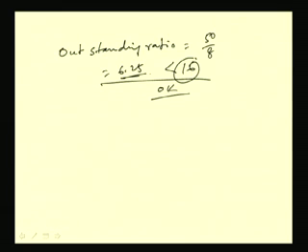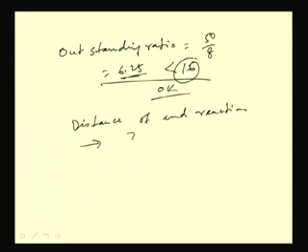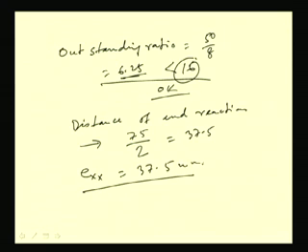Now, distance of end reaction from column flange will be how much? Distance of end reaction from column flange will become 75. 75 was the length, so this will become 37.5. So that means the eccentricity e_x we can make as 37.5 millimeter.